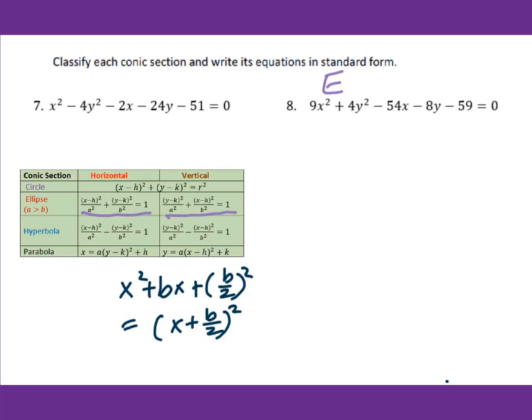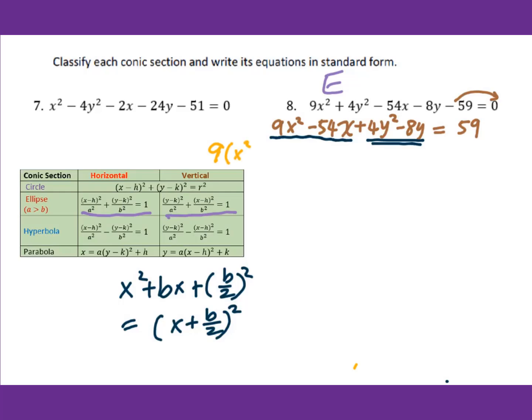Still we need it equal to 1. So first of all, we put all x terms together, all y terms together. We got 9x squared minus 54x plus 4y squared minus 8y. Move the constant to the other side, equals 59. Then we take 9 outside for x squared. For y squared, we take 4 outside.